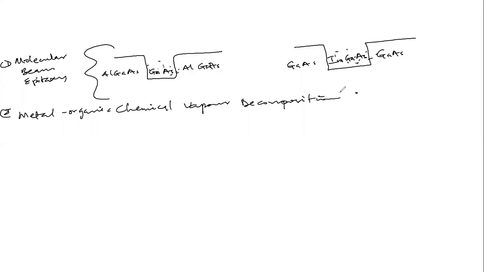So in a quantum well, the sandwich between different layers of different energy band gap results in the region surrounding a local minimum, so a local minimum of the potential well, called the energy.